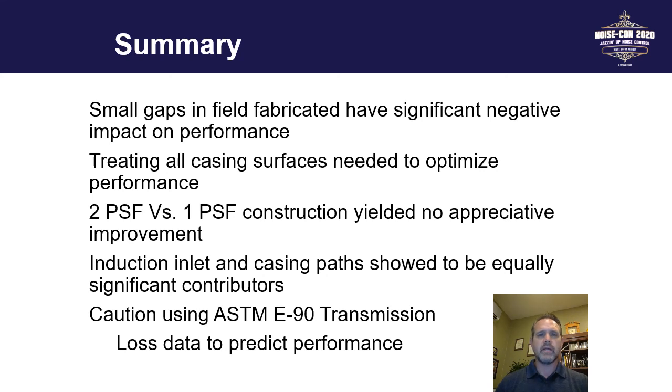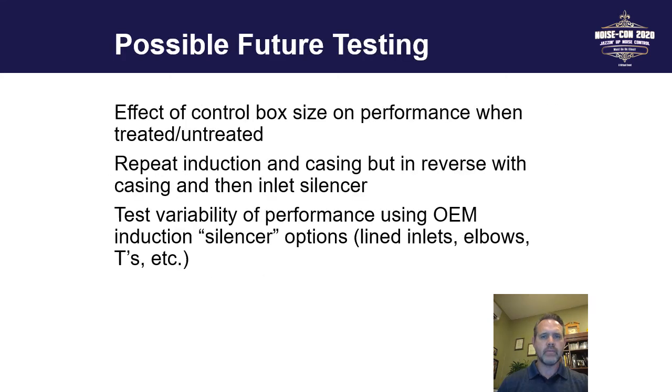And then the last, again, just a cautionary statement here. Using ASTM E90 transmission loss data to predict performance can lead to sometimes some poor results. So just be careful if you're using TL data, particularly to estimate performance, because again, it doesn't really take into account leak and flanking paths like the testing that was conducted here. And you're going to get less performance than you really would expect if you're just looking at TL data alone.